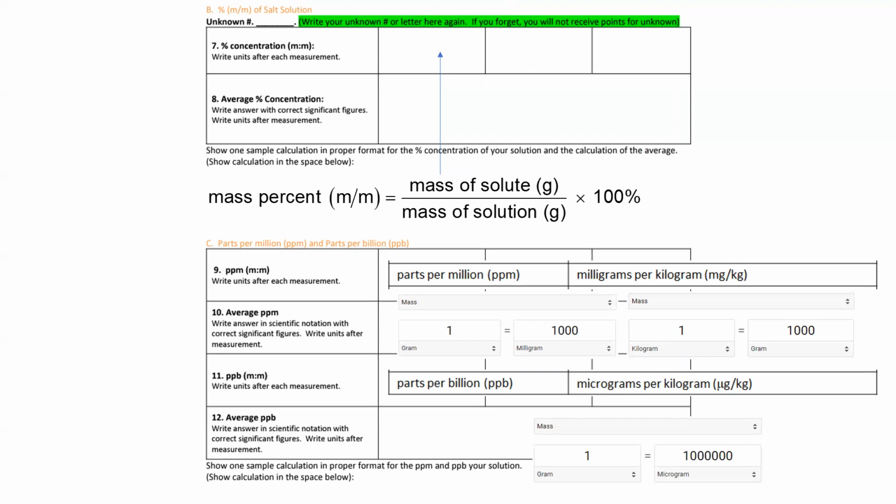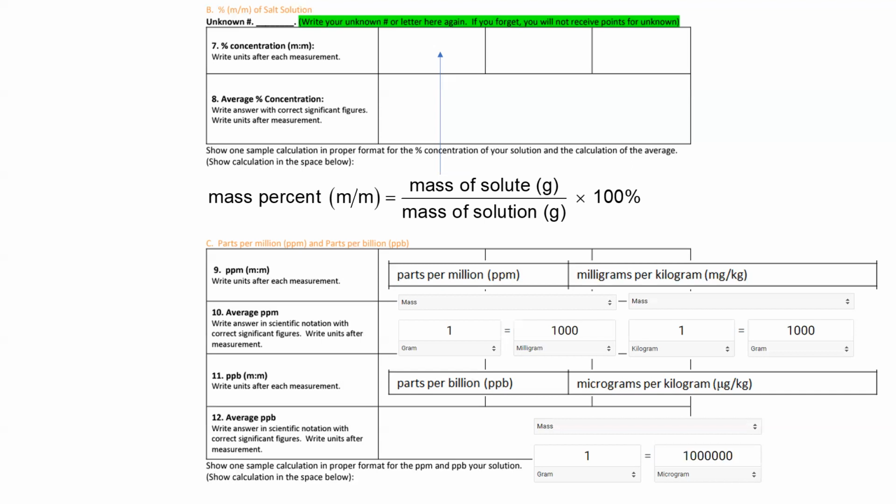Make sure that you're recording your mass percent to the correct number of significant figures. And you have to look at the significant figures in the mass of the solute and the mass of the solution to decide which is limiting, to see how many significant figures you should be reporting your mass percent to. Once you have 3 mass percents from your 3 trials, you can calculate an average by adding them up and dividing by 3, and then record that in the data table.